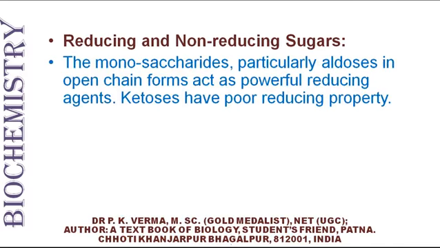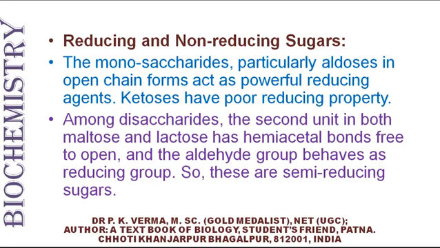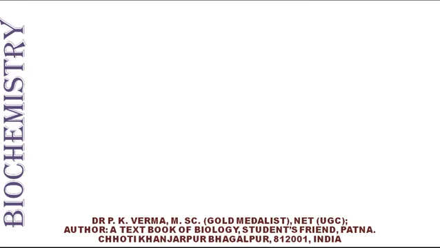Now when monosaccharides and disaccharides, particularly the aldehydes or the aldoses, are tested for their reducing property, they give positive result. So these are called reducing sugars. Ketoses have poor reducing properties. Among disaccharides, maltose and lactose are reducing, but sucrose, the common sugar, and trehalose are non-reducing sugars.